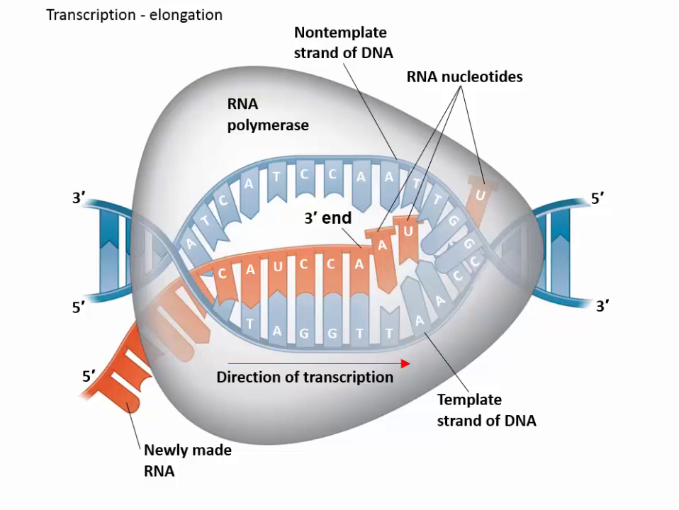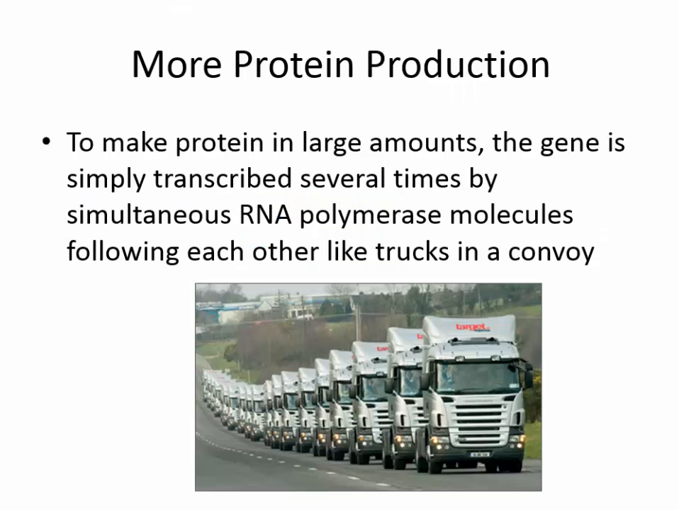Here is transcription, the part called elongation, where we're actually elongating the new strand, the newly made RNA. To make protein in large amounts, the gene is simply transcribed several times by simultaneous RNA polymerase molecules following each other like trucks on a convoy. So you just transcribe the gene several times.